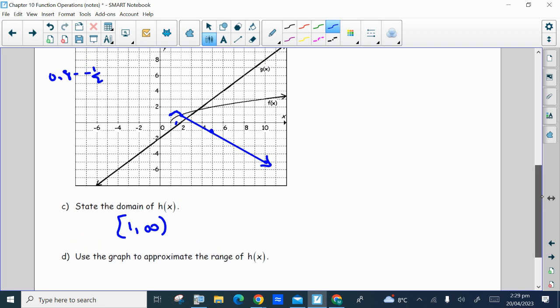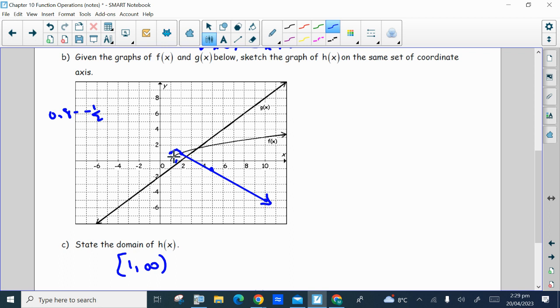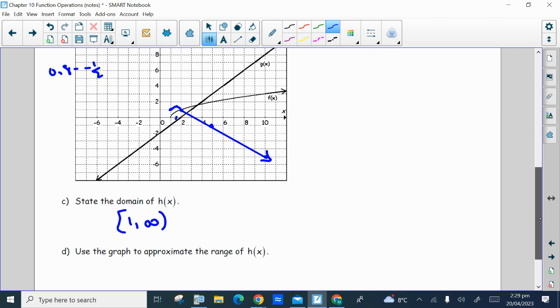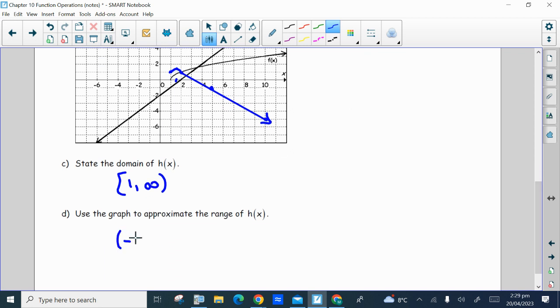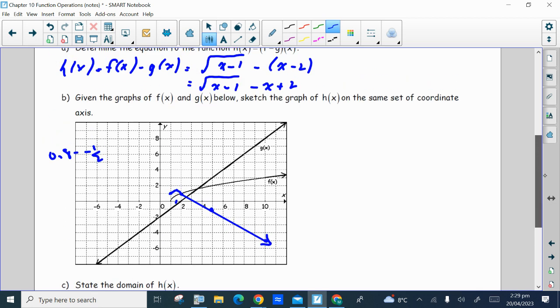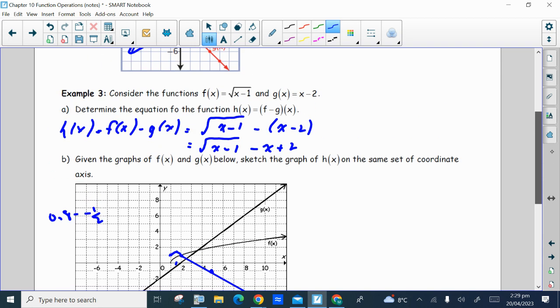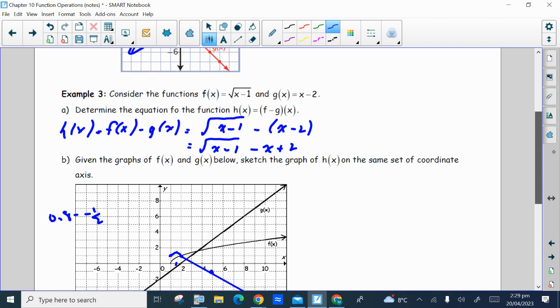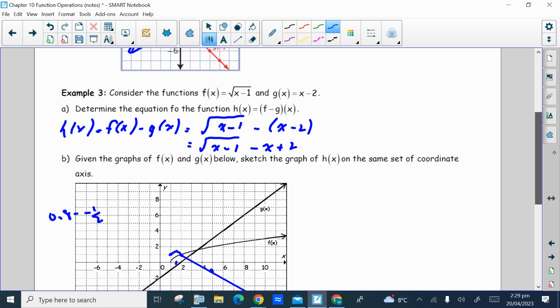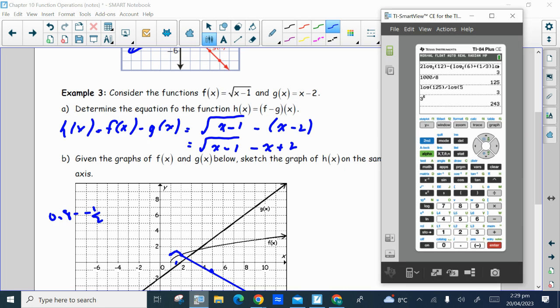Use the graph to approximate the range. Well, again, we said that this point here came up to about 1.3. So we would estimate it from negative infinity up to approximately 1.3. But that is just an estimate. Right? We don't have the original equations. Actually, we do have the original equations. So we could use our calculator to write the new equation and get it that way.